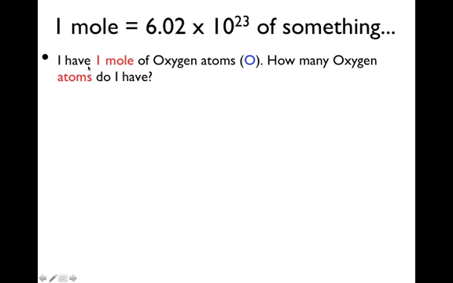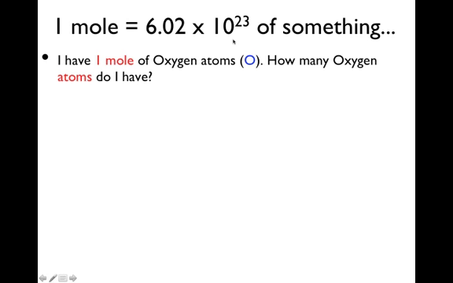So here's the first question. I have 1 mole of oxygen atoms. How many oxygen atoms do I have? You can pause here, think about it. This one again is relatively straightforward. 1 mole is just another way of saying this many things. So if I have 1 mole of oxygen atoms, I have 6.02 times 10 to the 23 oxygen atoms.